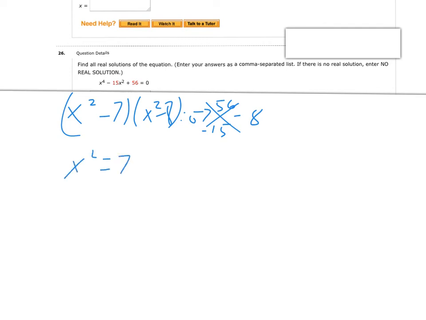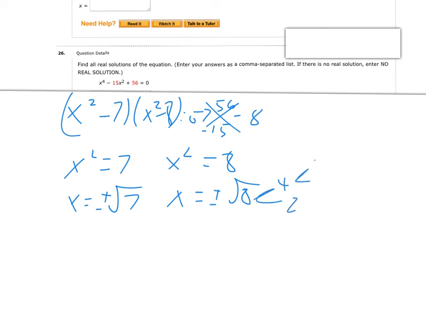x squared equals 7. And so x equals plus or minus radical 7, since I created that square root. And then x squared equals 8, so x equals plus or minus rad 8, which I would actually break down as plus or minus 2 rad 2.